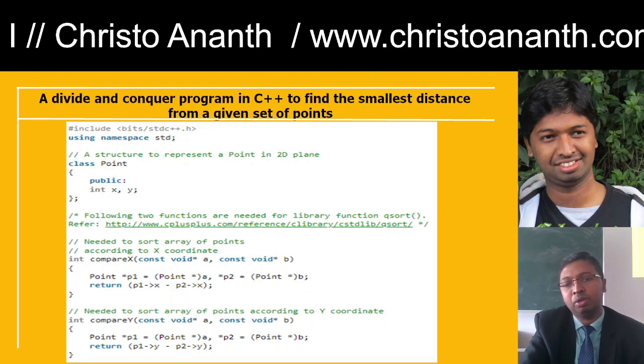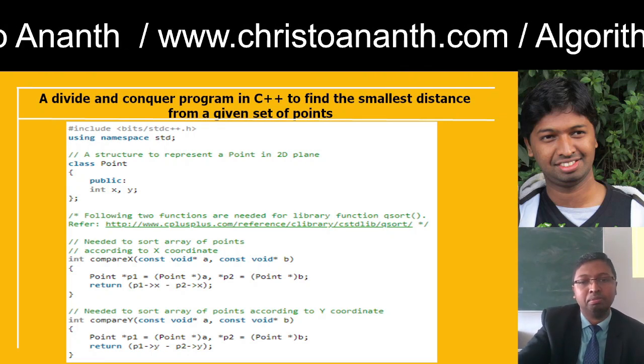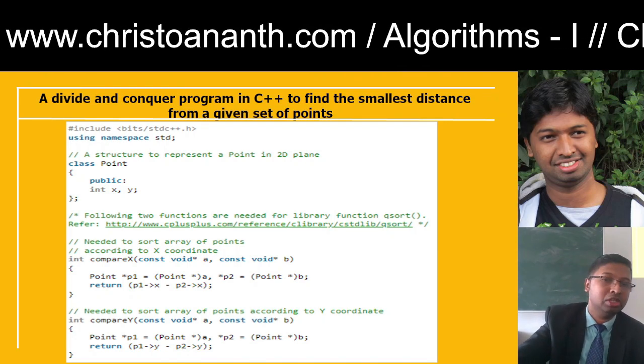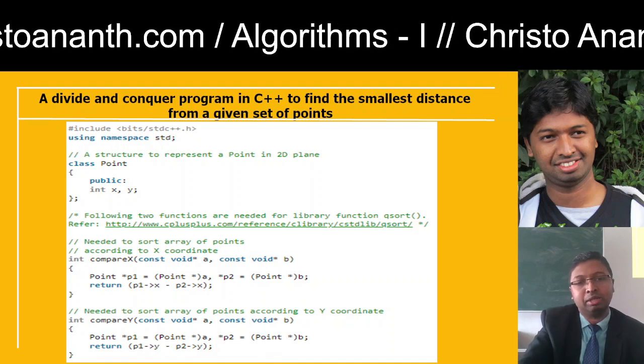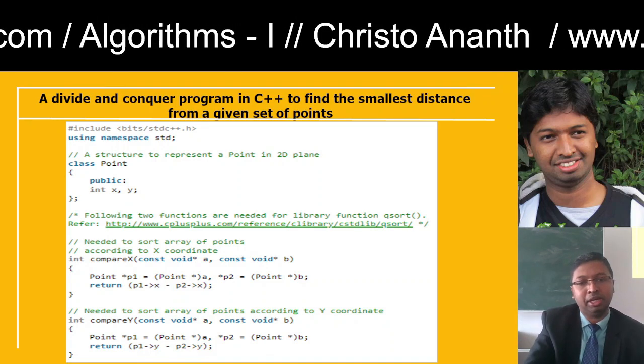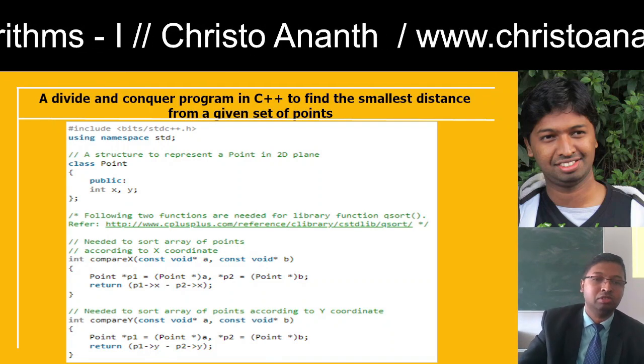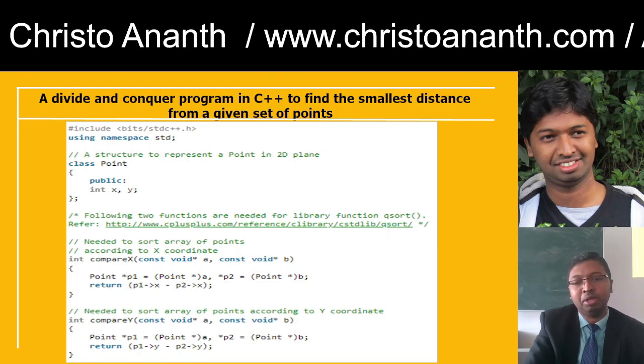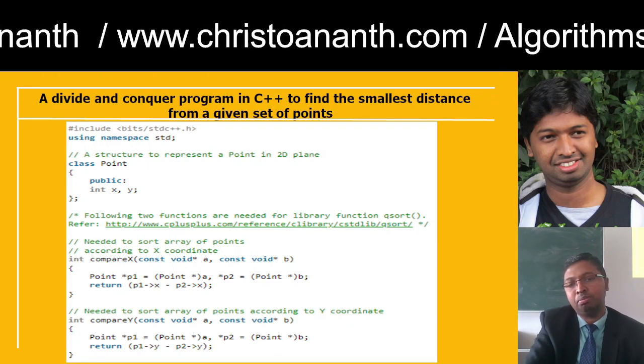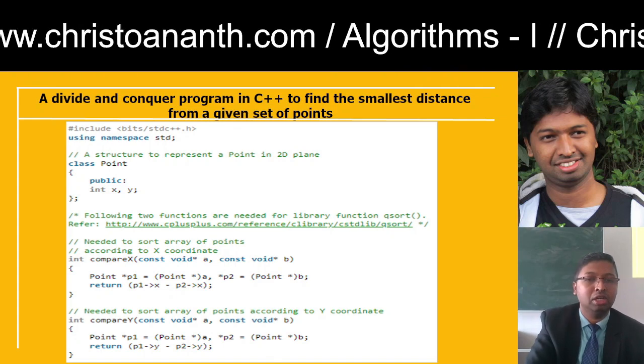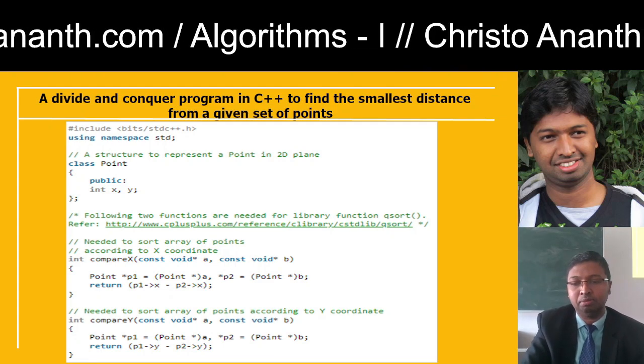So Point p1 equal to point a, p2 is point b. You are going to return p1.x and p2.x, comparing const void a and const void b. Then Point p1 is equal to point a, Point p2 equal to point b. Okay. You are going to return p1.y and then p2.y.